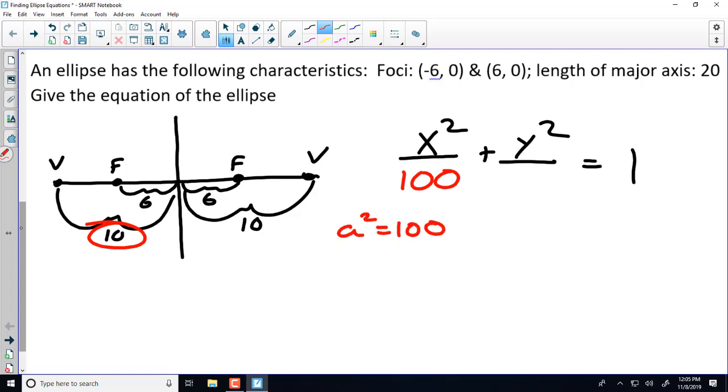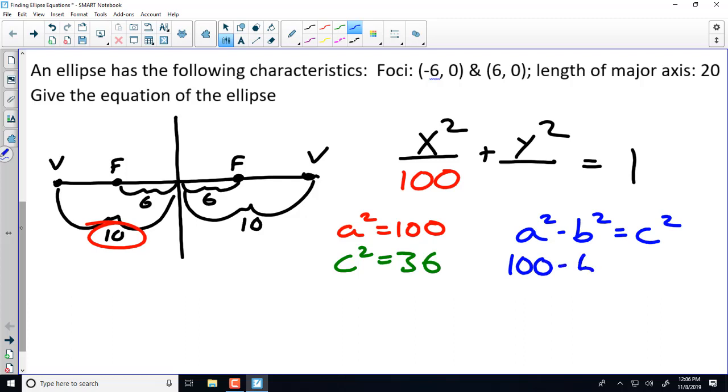We also know that we are going left and right 6 units to get to each focus. And if we square that number, 36, that is called c squared. c corresponds to the foci. And then we know for an ellipse that we have the equation a squared minus b squared equals c squared. So we have 100 minus b squared equals 36.